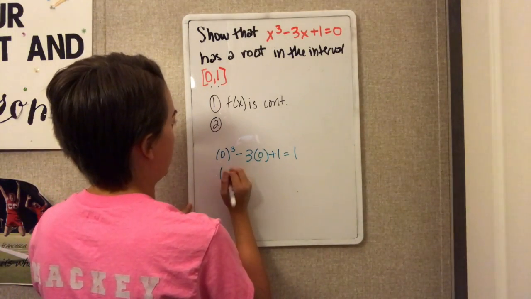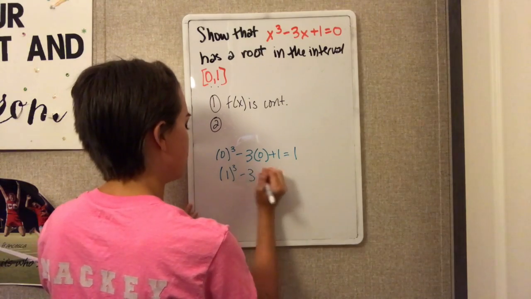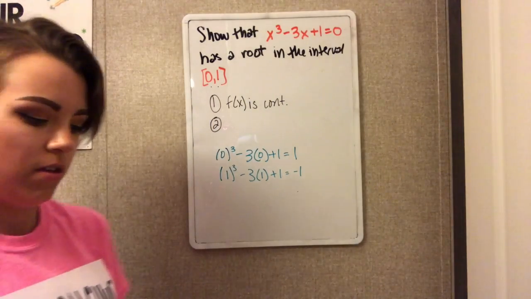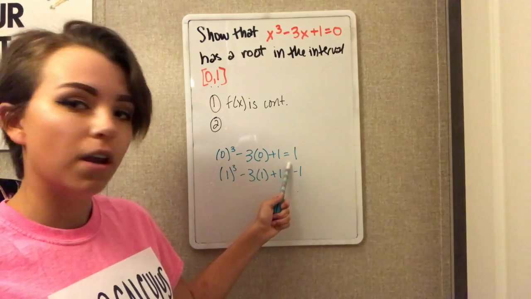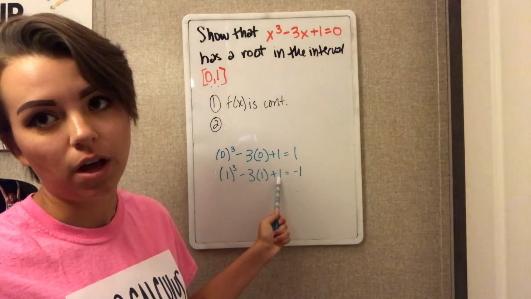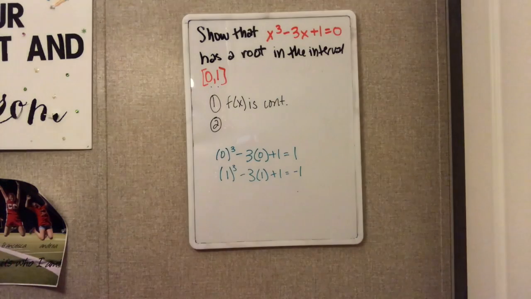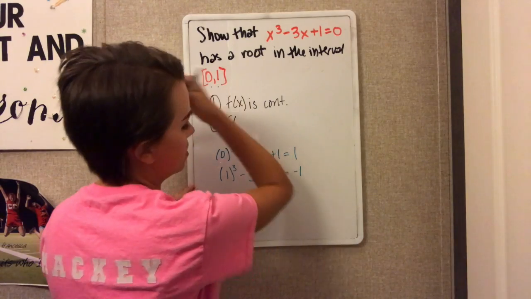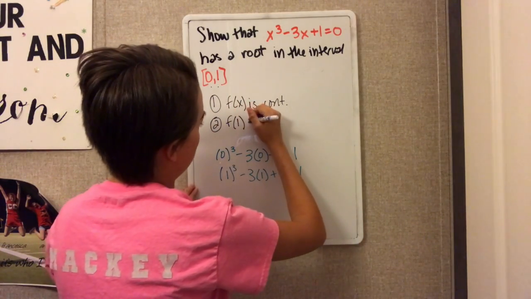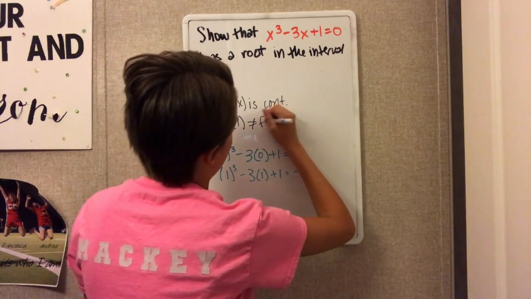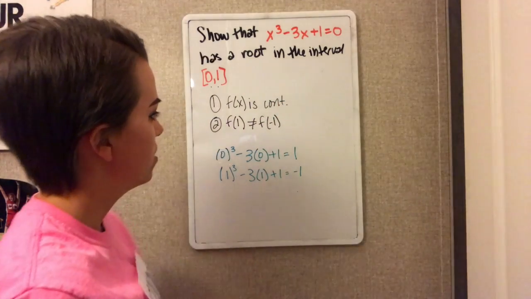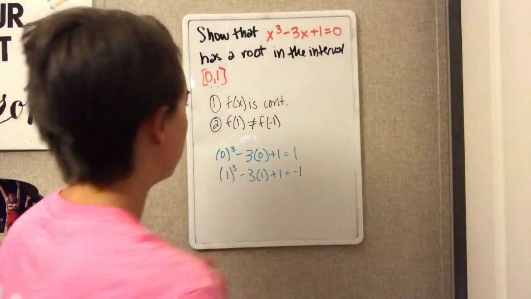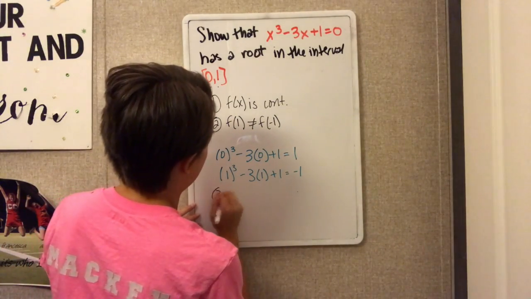Then we're going to plug in 1 cubed minus 3 times 1 plus 1, and that equals negative 1. So 1 and negative 1 do not equal each other. So we know this part applies. F of 0 does not equal f of 1. Now we just need to find out if the term is in between.